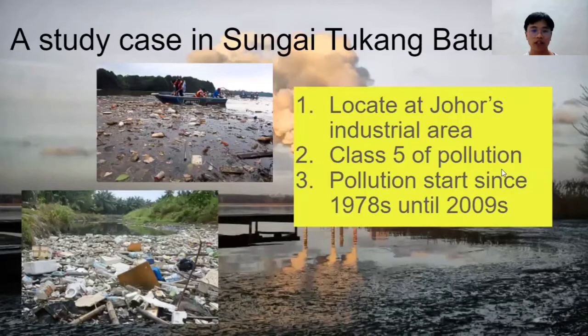We also found a report or case study on Sungai Tukang Batu, which is located in the Johor industrial area. The river here is classified as class 5 of pollution.